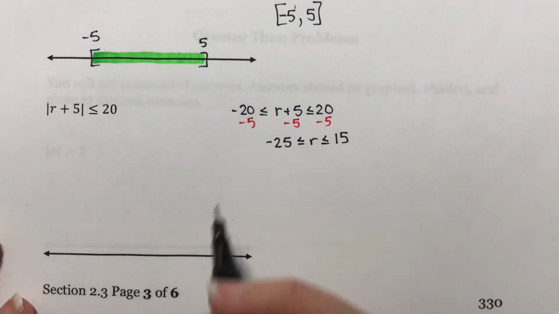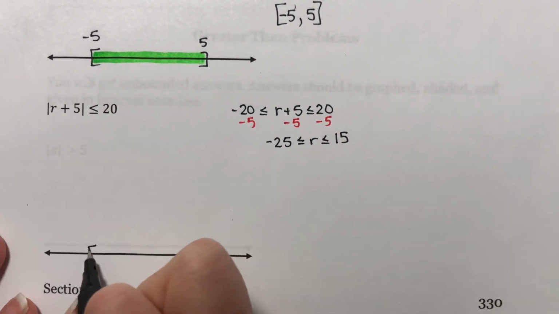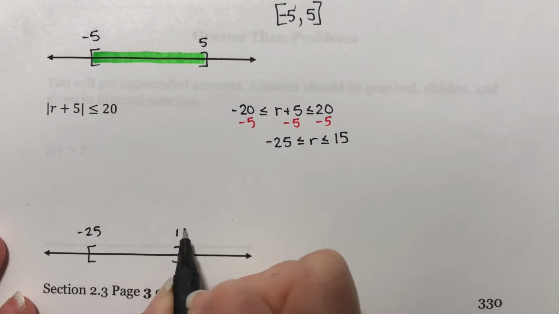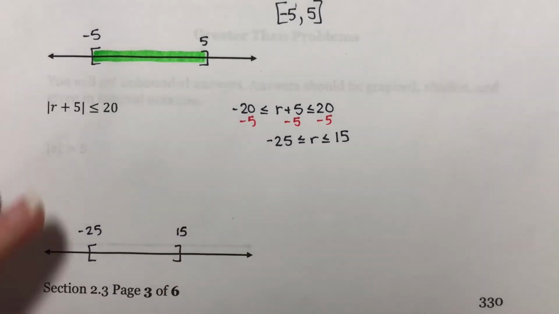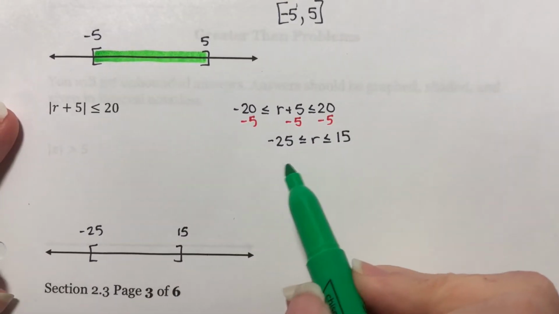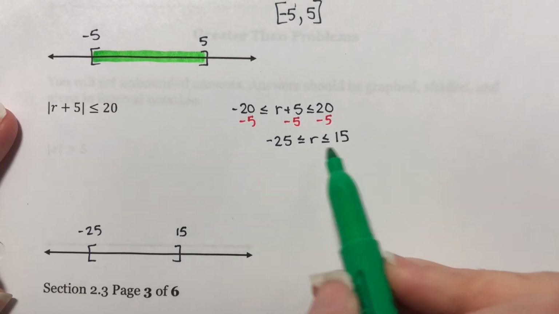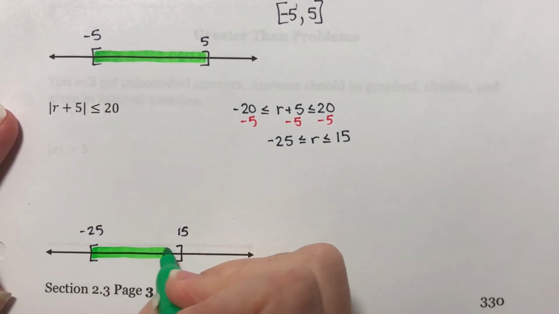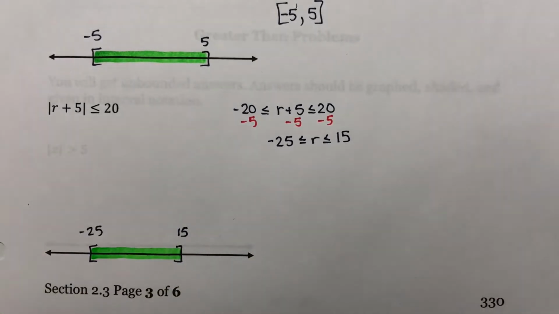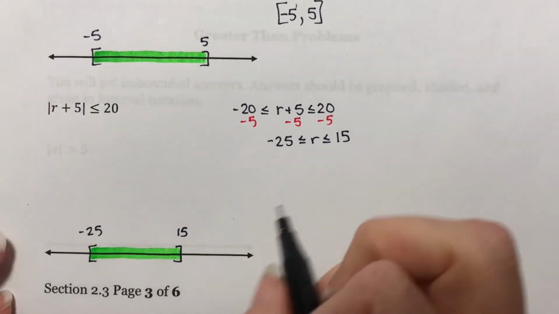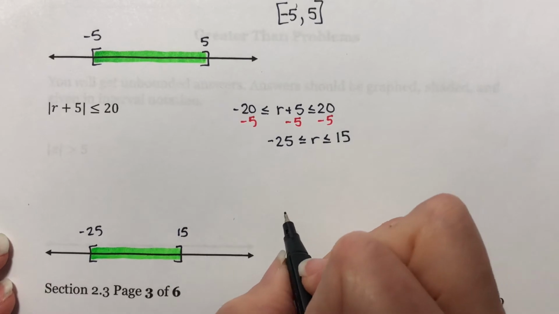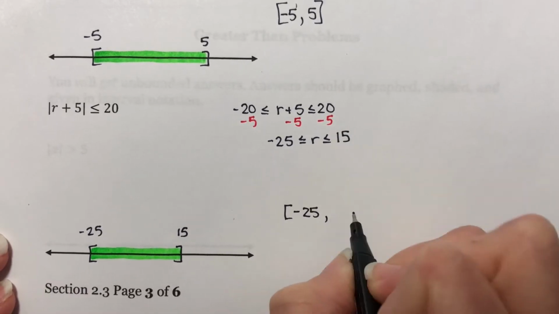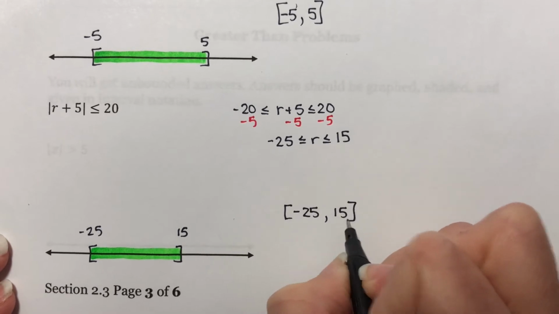So I'm going to come to my graph. I must see these two numbers, -25 and 15. And remember, figuring out where to shade on a three-sided problem is very easy. You literally shade between the two values you have. Okay. Now for interval notation, we pull it directly off of our graph. I have a bracket, -25, comma 15, and a bracket.